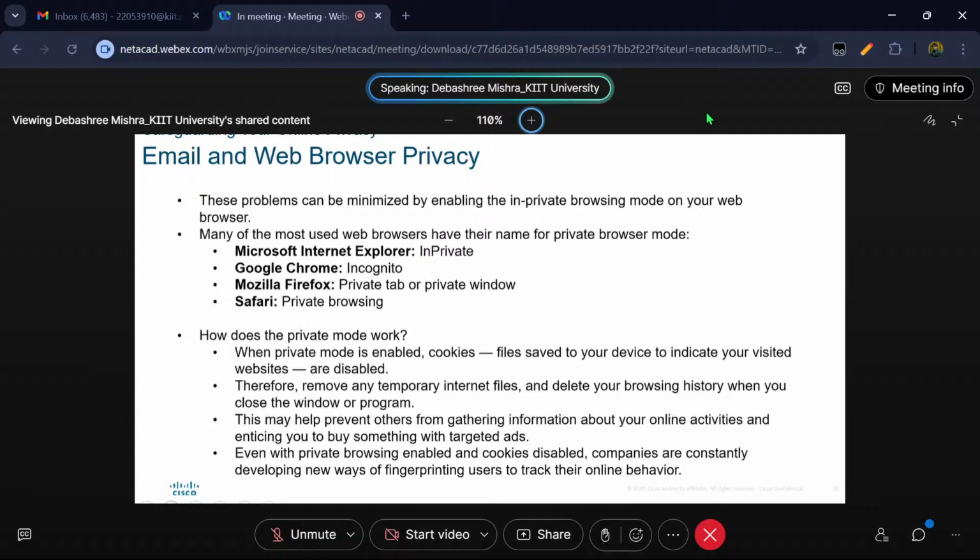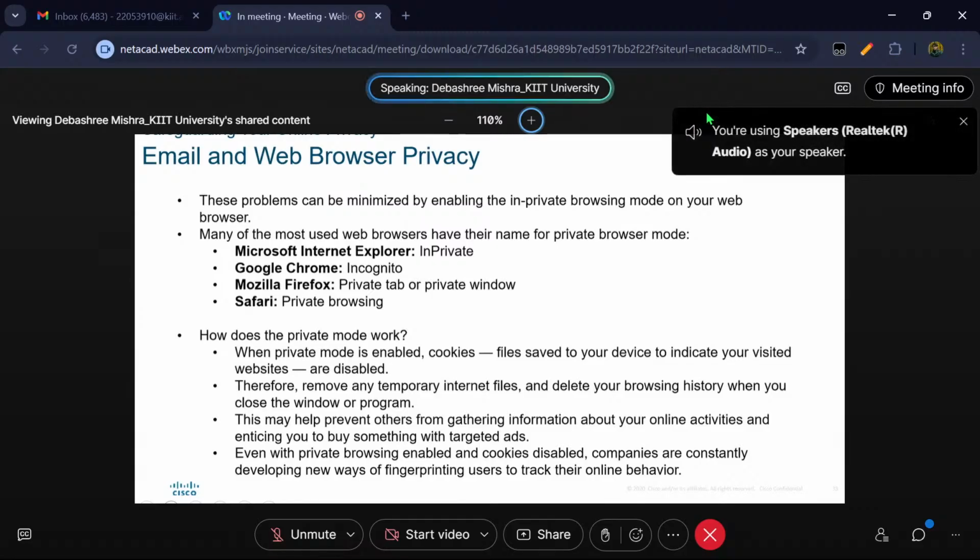So what will happen? It removes any temporary internet files and deletes your browsing history whenever you close your windows or program. That prevents others, meaning third parties, from gathering or collecting information about your online activities. In that sense, targeted ads or somebody trying to track you will not get any idea.